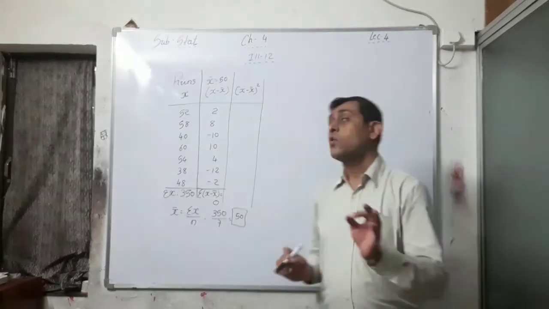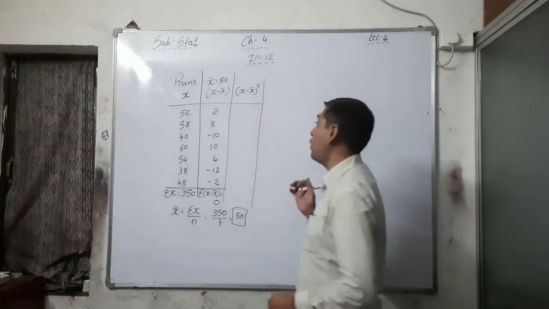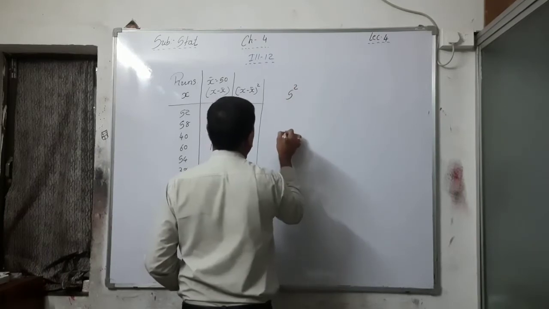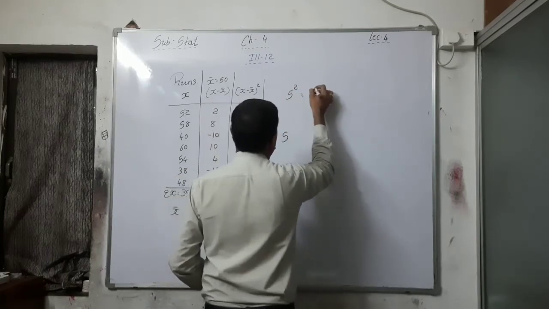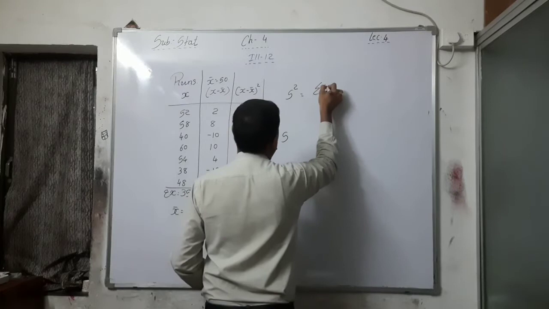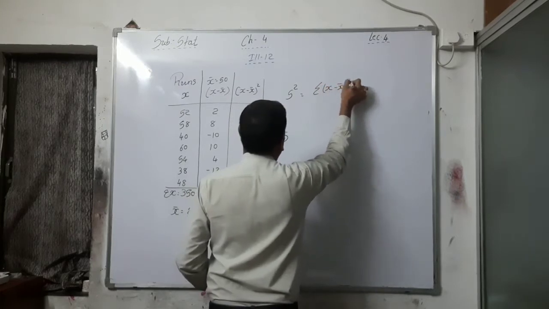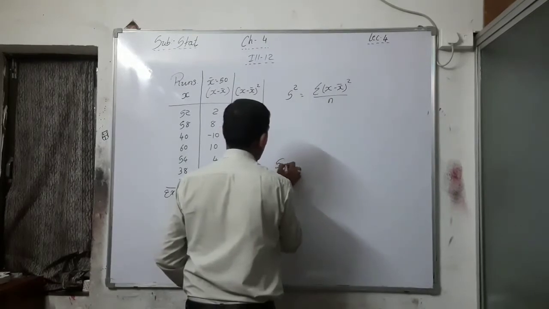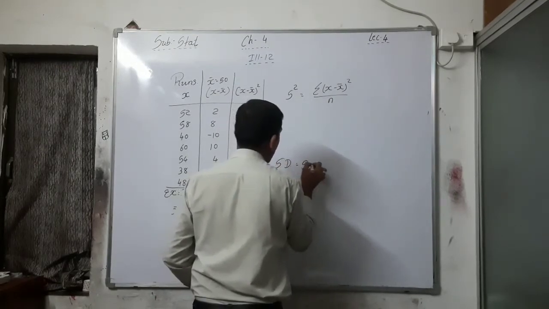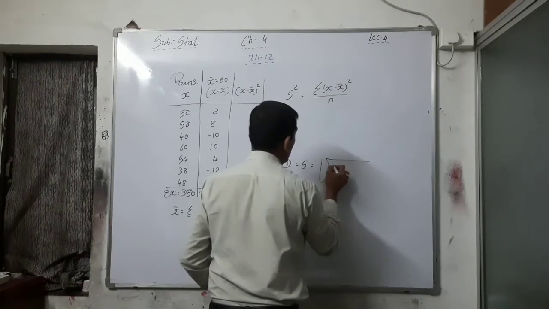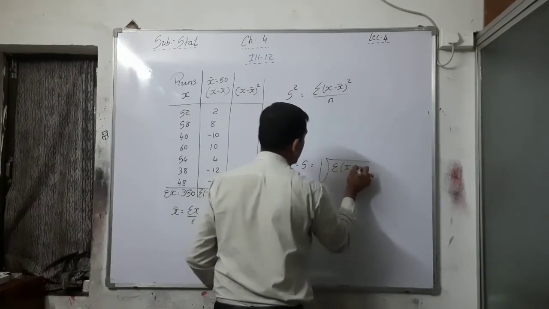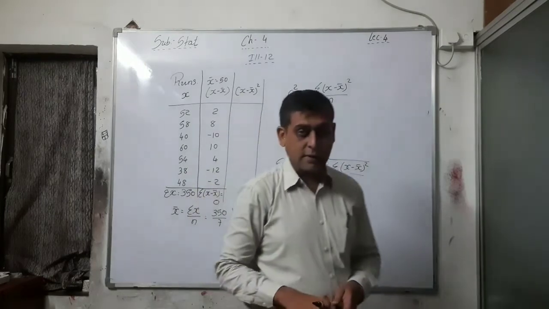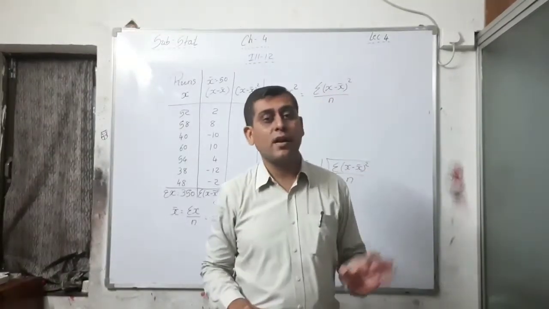And that's why we have to take the formula for variance as well as standard deviation. First formula, that is direct method, sigma x minus x bar all square upon n, and for the standard deviation SD, that is small s, is equal to square root of sigma x minus x bar all square upon n. These are the formulas for the variance as well as standard deviation.